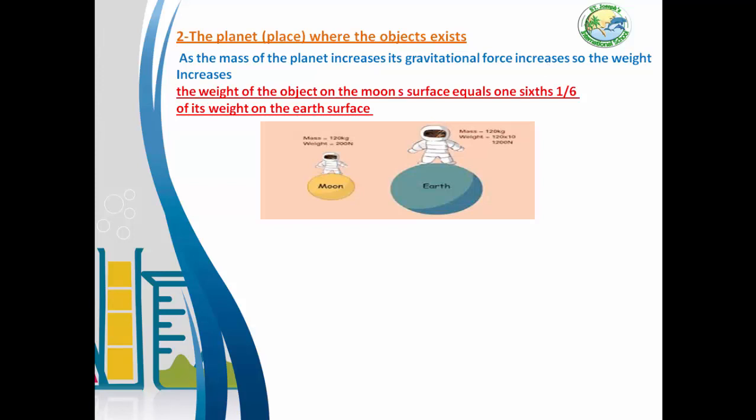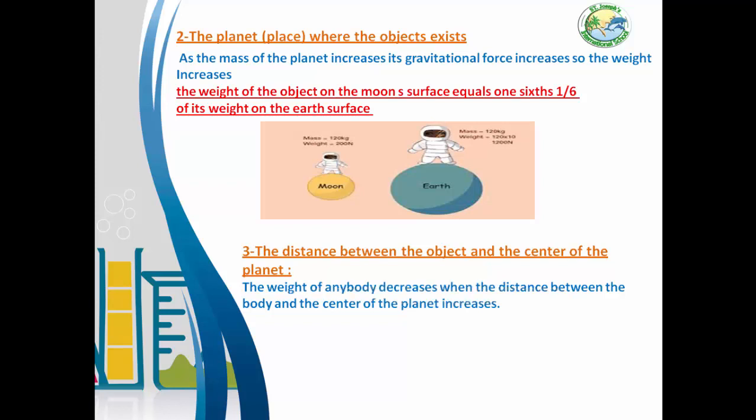The third factor that affects weight is the distance between the object and the center of the planet. As we said before, weight always attracts objects towards the center of Earth. As distance increases, weight will decrease. The weight of any body decreases when the distance between the body and the center of the planet increases.